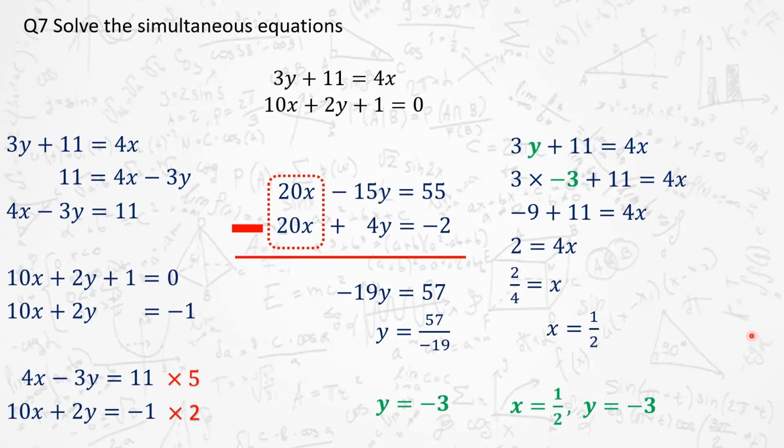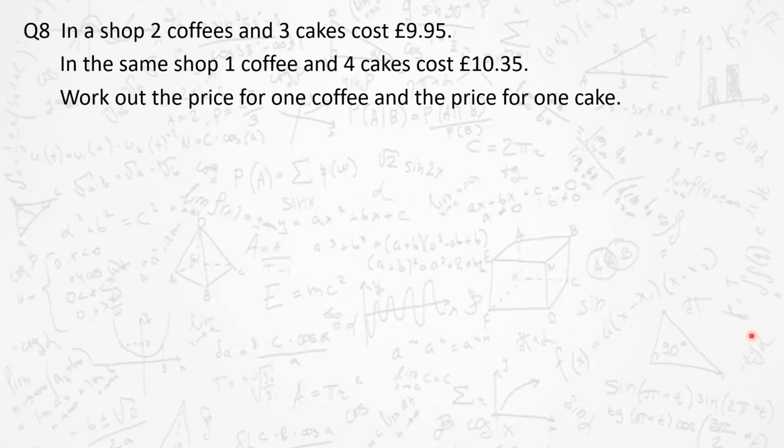Last question. Question 8. In a shop, 2 coffees and 3 cakes cost £9.95. In the same shop, 1 coffee and 4 cakes cost £10.35. Work out the price for 1 coffee and the price for 1 cake.